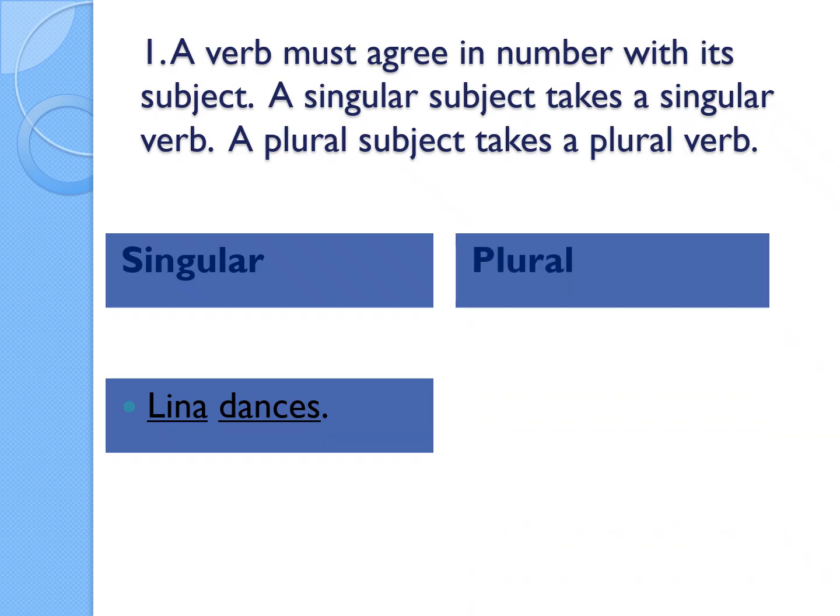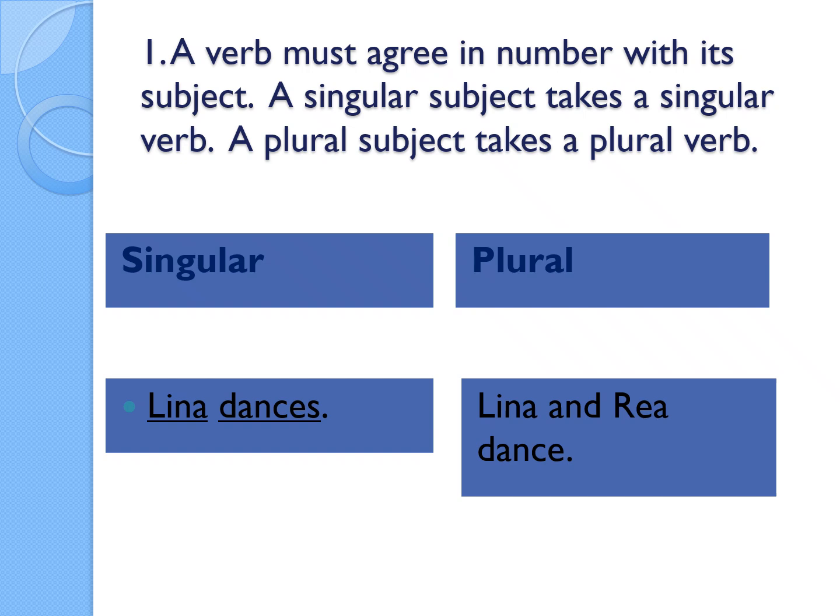Another example, Lina dances. What is the subject in the sentence? The subject is Lina. What is the verb? Dances. So, Lina is a singular subject, one person only. That's why the verb is singular. We add s to the base form of the verb dance to make it singular.